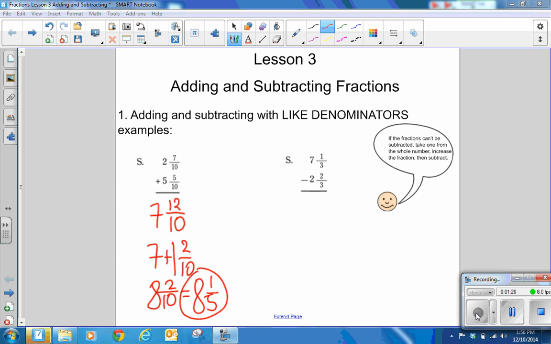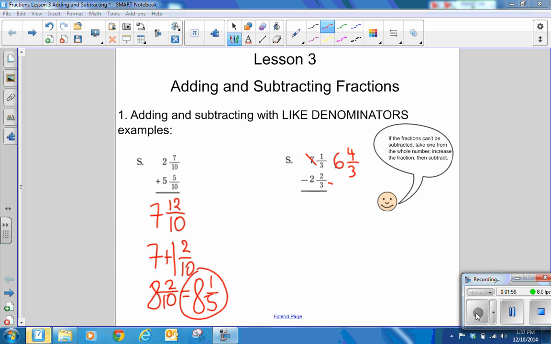In the second example, I need to subtract 2 and 2/3 from 7 and 1/3. As you can see, you cannot take away 2/3 from 1/3. So what I can do is borrow 1 from the 7. The 7 will become a 6, and add 3 to the 1. I add the numerator and the denominator together, and I have 6 and 4/3.